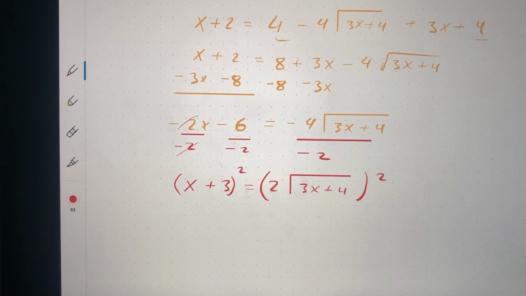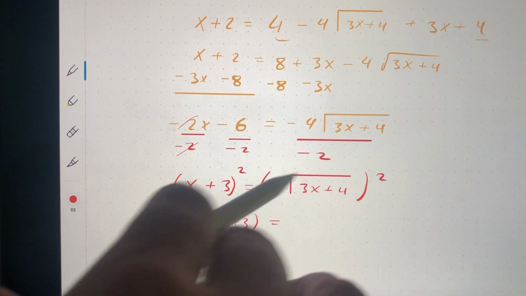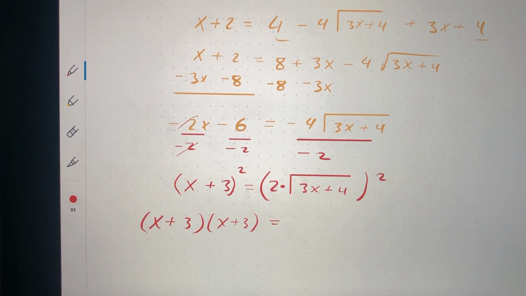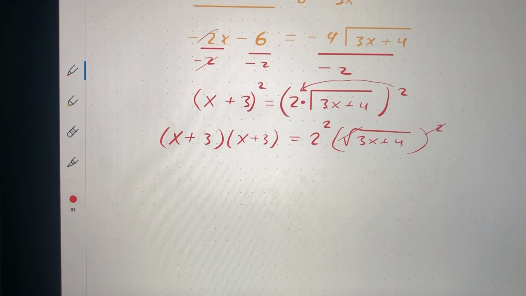So on the left side we have x plus 3 squared. We can multiply that out. On the right side we have a multiplication. Two things are multiplied and raised to the power 2, which means the power 2 is applicable to both the 2 and the square root. So we have 2 to the power 2 and then square root 3x plus 4 squared. So these cancel off and we now have, on the left side, we can multiply out.